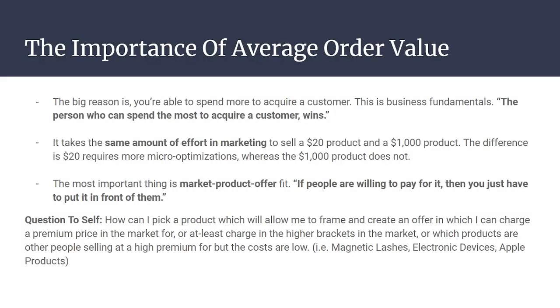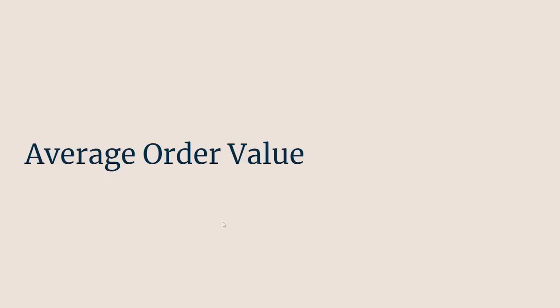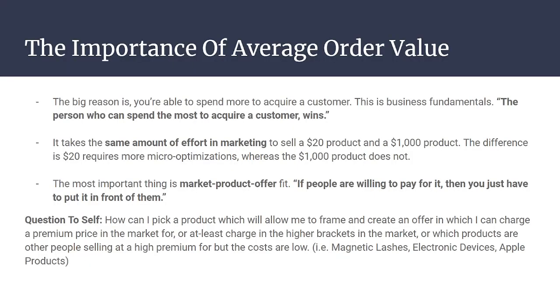Okay, so if you're selling a product at $20, and they're only spending $20, then your average order value is $20. But let's say your product on the front end is $20, but not 100% of the people buy just one unit, some buy 2 units, so that's $40 average order value. Okay, so the importance of average order value.